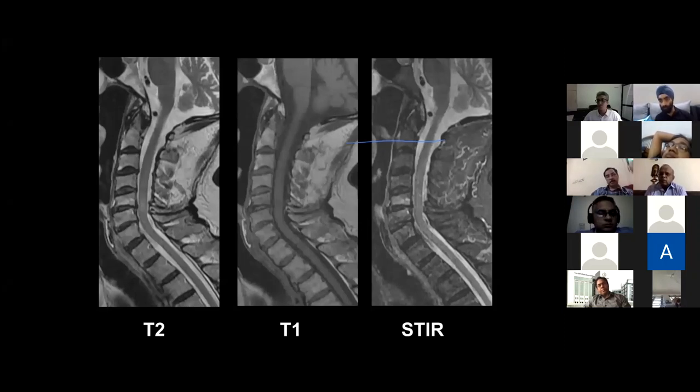One small clarification I want from you: the classical teaching has been that fat is relatively brighter in T1, and fluid is brighter in T2. But you said fat is bright in T2 as well. Just clarify that. Yes, absolutely. Fat is white on T2, fat is white on T1, but it is slightly more white on T1. It is white on both T1 and T2, and it is suppressed on this.